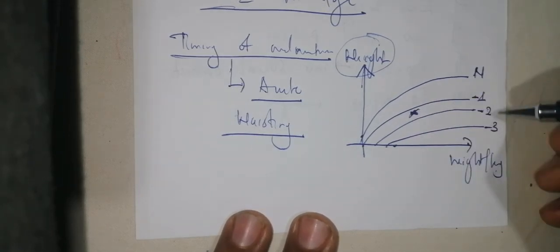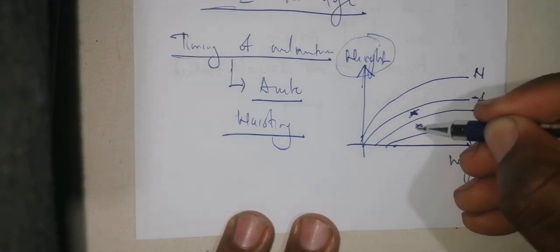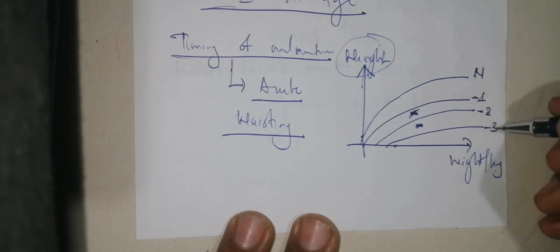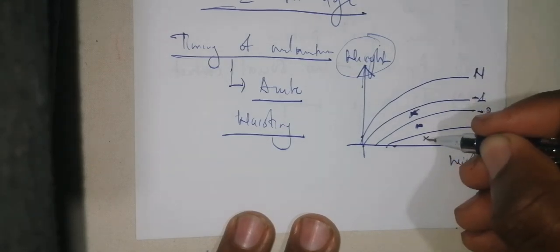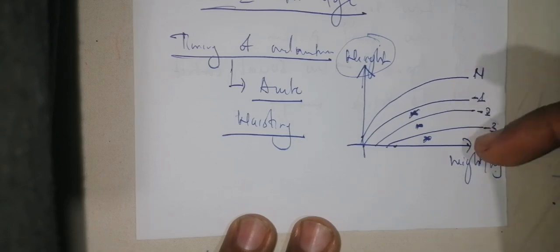Is it clear? If you plot, it is between -2 and -3. It is called moderate wasting. And if you plot, it is less than -3 on Z-score. It is called severe wasting. Is it clear? It can also help you to know the severity of the malnutrition. Is it clear? But wasting is important.